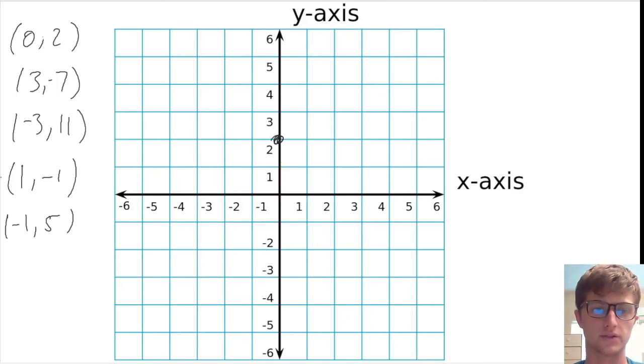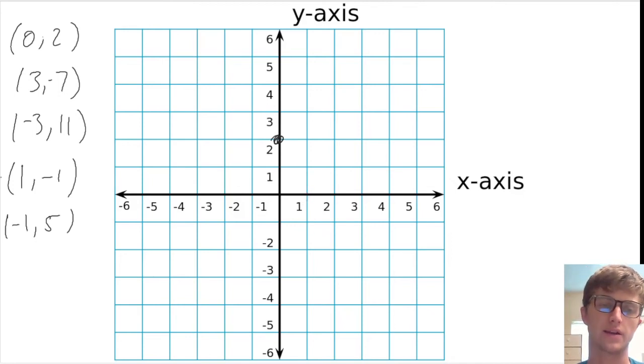Let's graph the next one, 3, -7. Find the 3, go down 7. It's off the page, but just pretend you know where it's at. -3, 11. That's also off the page, but in the other direction, so just pretend you know where that one's at. We have 1, then down 1.